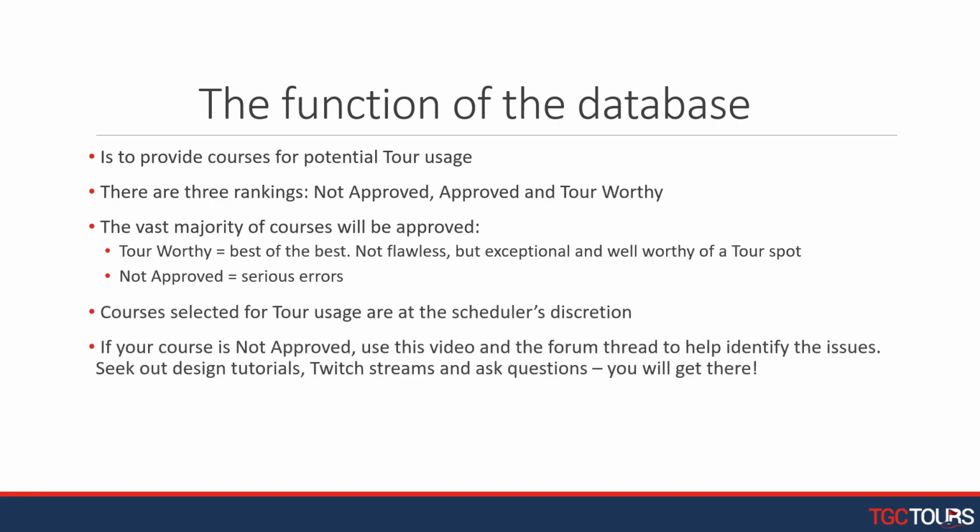Those courses, when they are selected at tour usage, that's the scheduler choosing based on what fits their tour best. That goes on a variety of things, and really it's up to them. If your course isn't approved, this video plus the forum thread should help identify the issues, but really the onus is on you to work out exactly what you need to do, and developing that critical eye when looking at your own course is key. Look at design tutorials. The Crazy Canuck 101 tutorials are brilliant for these. Twitch streams, and ask questions.